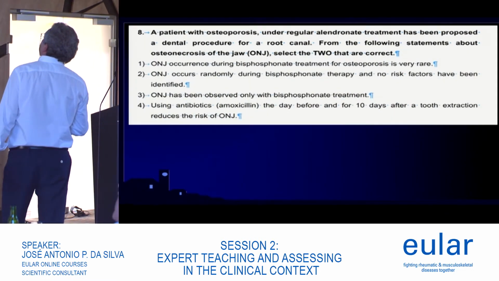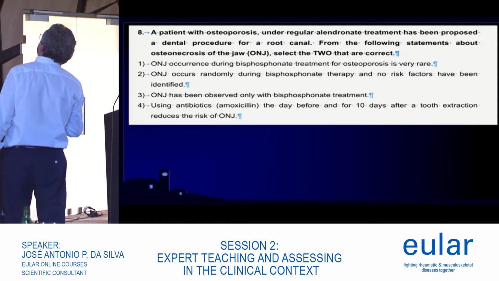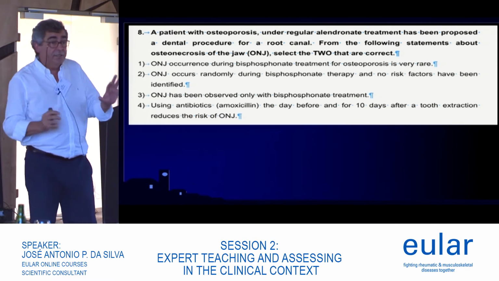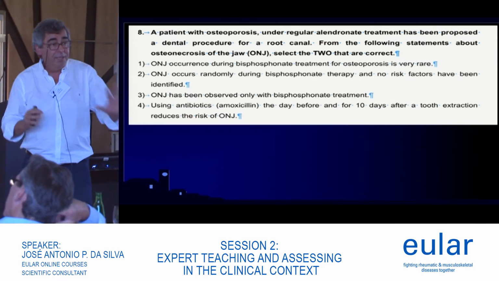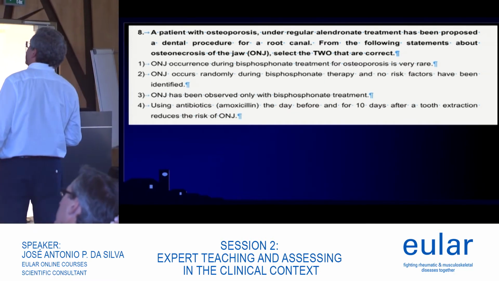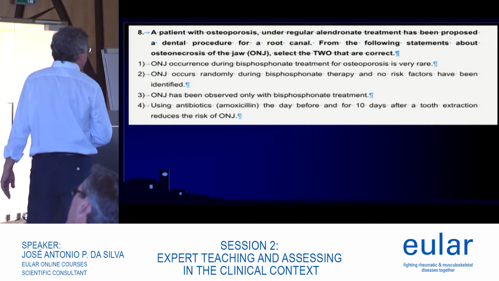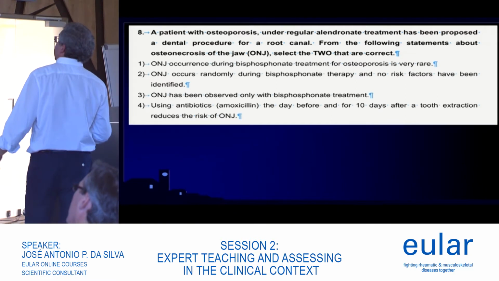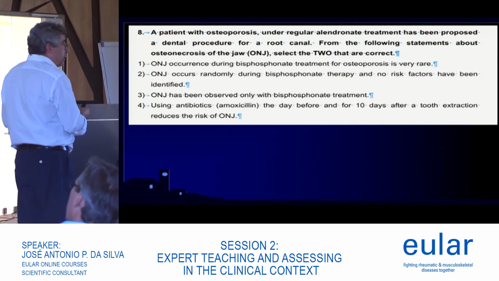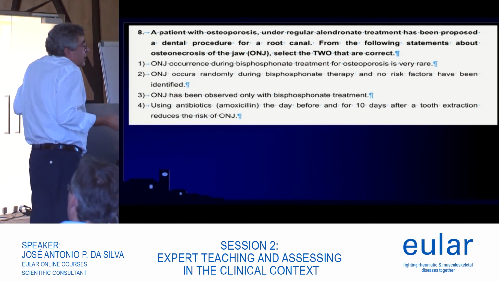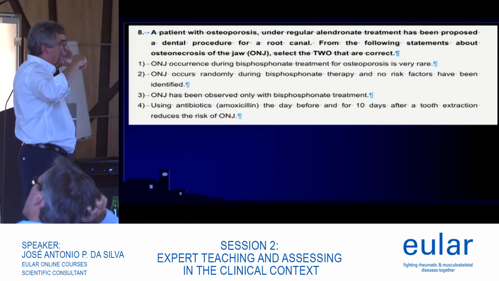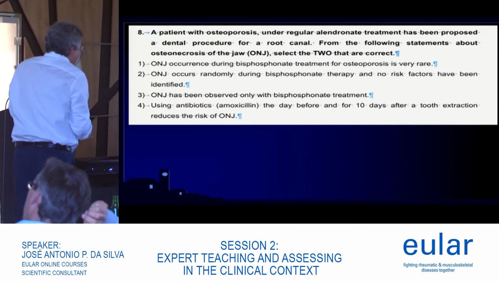A patient with osteoporosis under regular alendronate treatment has been proposed a dental procedure for a root canal. You get excited. This is a clinical stem. Then the question comes: from the following statements about osteonecrosis of the jaw, select the 2 that are correct. ONJ occurrence during bisphosphonate treatment is very rare. Blah, blah, blah. Is this a case-based question? No, you just put a clinical stem on top. You're fooling yourself, right? But this is not what you mean.